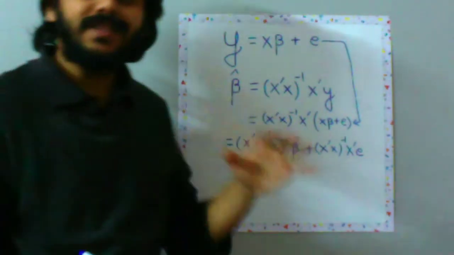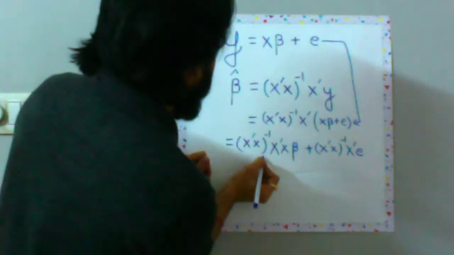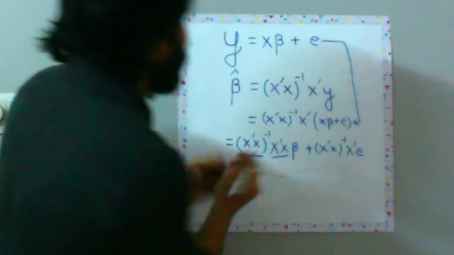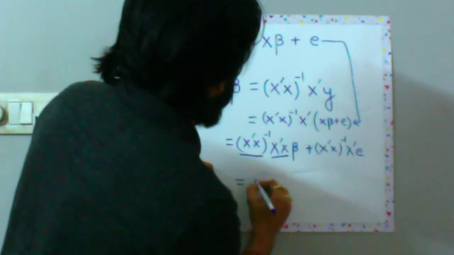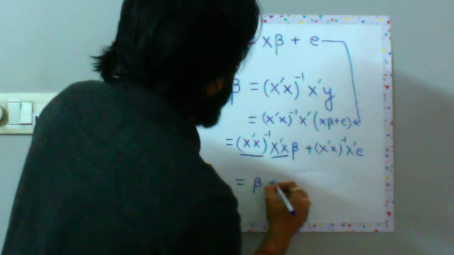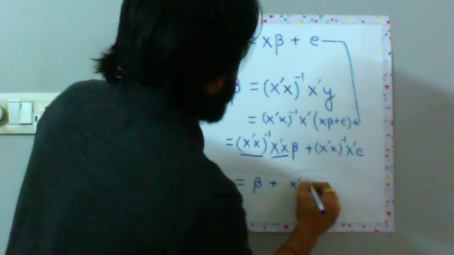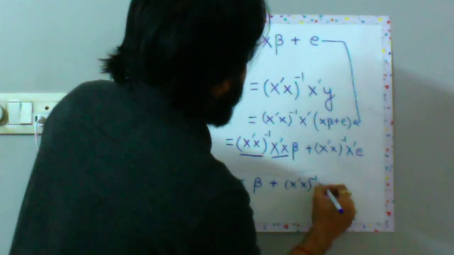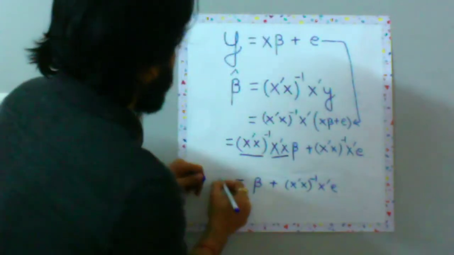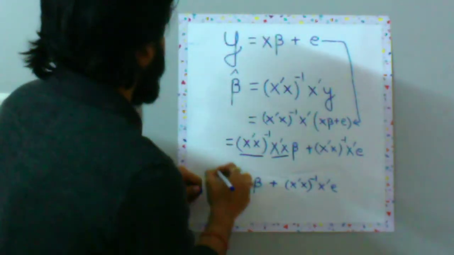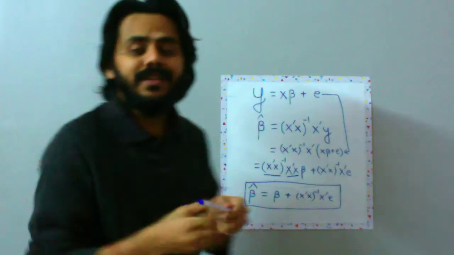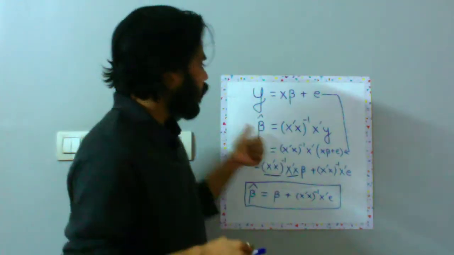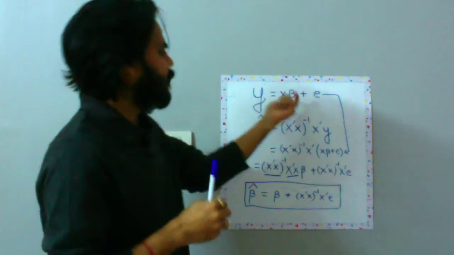Now, we can further simplify this because you might have recognized that these two guys are inverse of each other. So, in effect, you can write this as beta plus x transpose x inverse x transpose e. Now, this is equal to your estimate of beta or beta hat. So, this is the next bit of algebra which we could have done after estimating the value of beta or beta hat. So, the estimate of beta is beta hat.